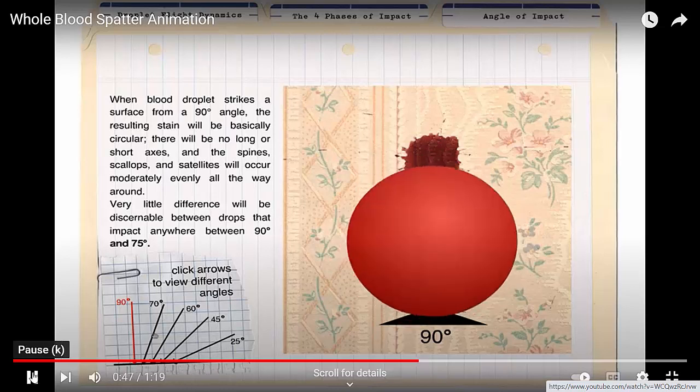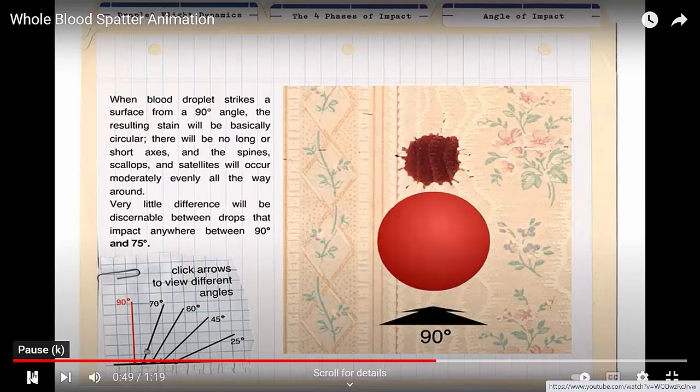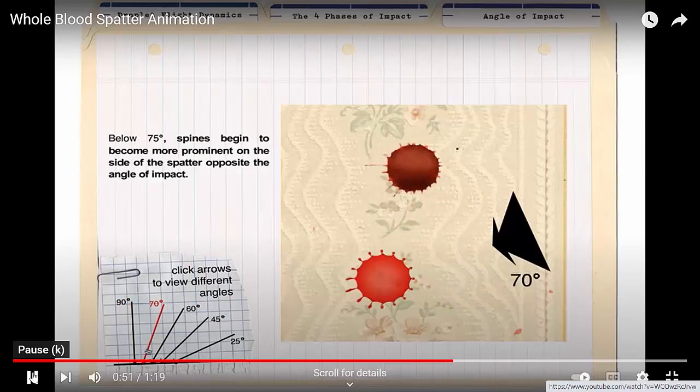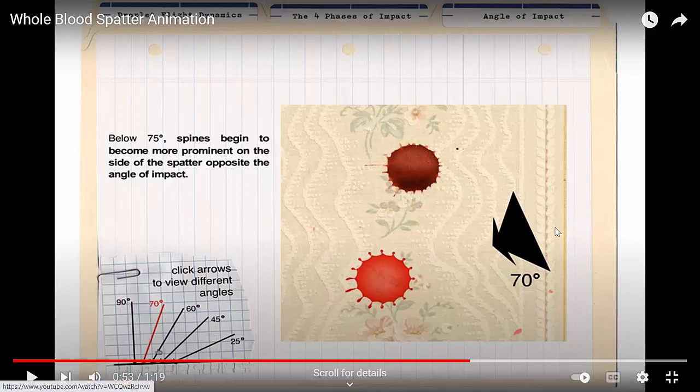If we click on 70 degrees, though, and we change the angle, below 75 degrees, spines begin to become more prominent on the side of the spatter opposite the angle of impact. So this blood is coming in this way, and so our spines are more prominent on this side. So we can tell that the blood is moving this way because that force, that momentum, forced the spines out this way, forced the satellites out this way.